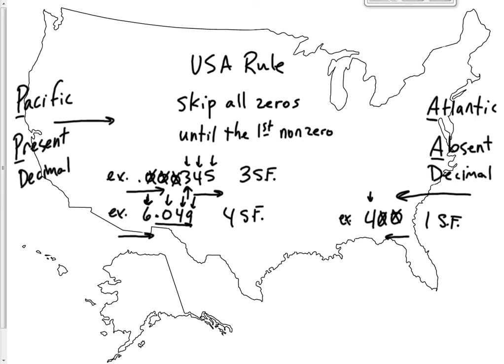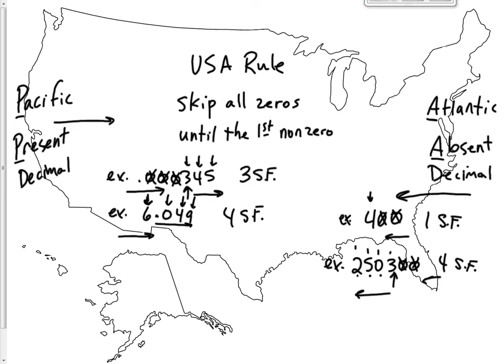Okay? Let's go over another one. Let's go with 250,300. Okay? Again, there's no decimal, so we're going to start on the right and work our way to the left. Skip these first zeros. Our first non-zero is the number 3, and then we're going to count everything to the left of it. So 3, 0, 2, and 5 are all significant. So we have 1, 2, 3, 4 significant figures.